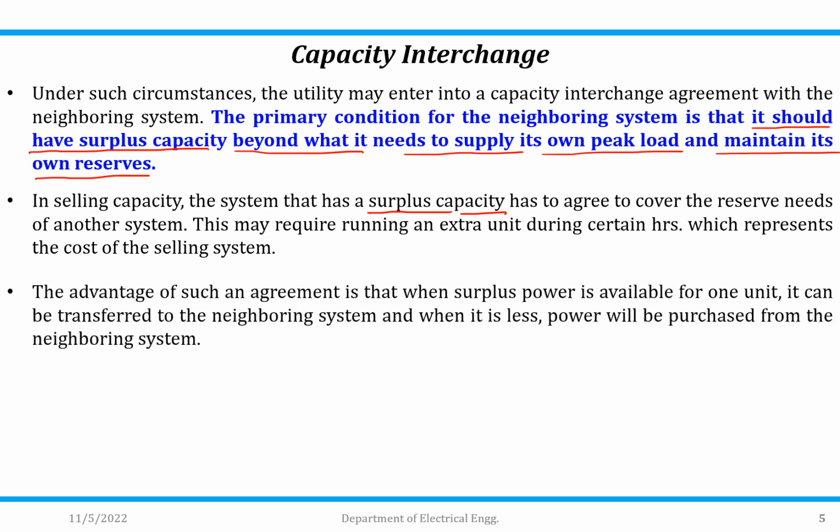Now what is the advantage of such kind of interchange? The advantage of such an agreement is that when surplus power is available in one unit, it can be transferred to the neighboring system, and whenever there is less power, it can be purchased from the neighboring system.